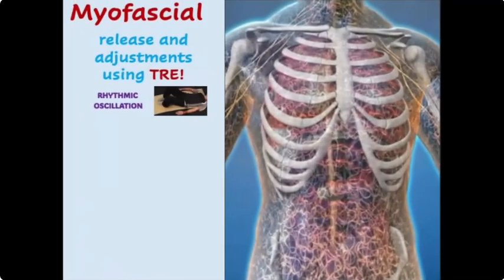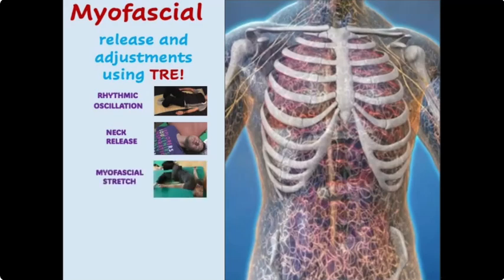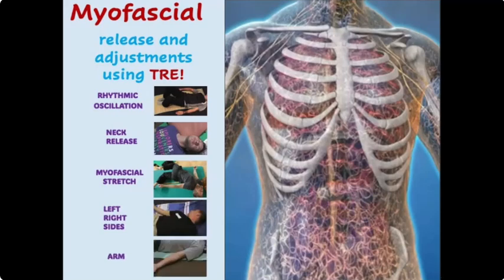Very often in the TRE process, we see many spontaneous and self-activating myofascial releases and adjustments. Here are a few interesting examples of this. In this video, we're going to see an example of rhythmic oscillation, a myofascial neck release, a myofascial stretch. We'll see myofascial adjustments from the left and right sides, and myofascial release in the arm.